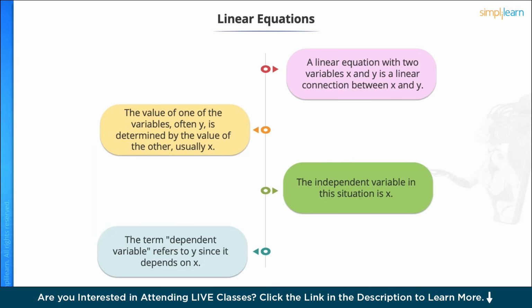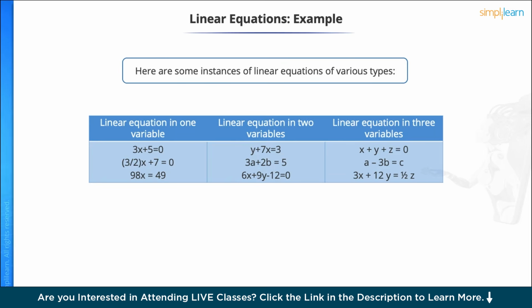A linear equation with two variables, x and y, is a linear connection between x and y. The value of one variable, often y, is determined by the value of the other, that is x. The independent variable in this situation is x, while the term dependent variable refers to y, since it depends on x. Let's consider some examples for linear equations.